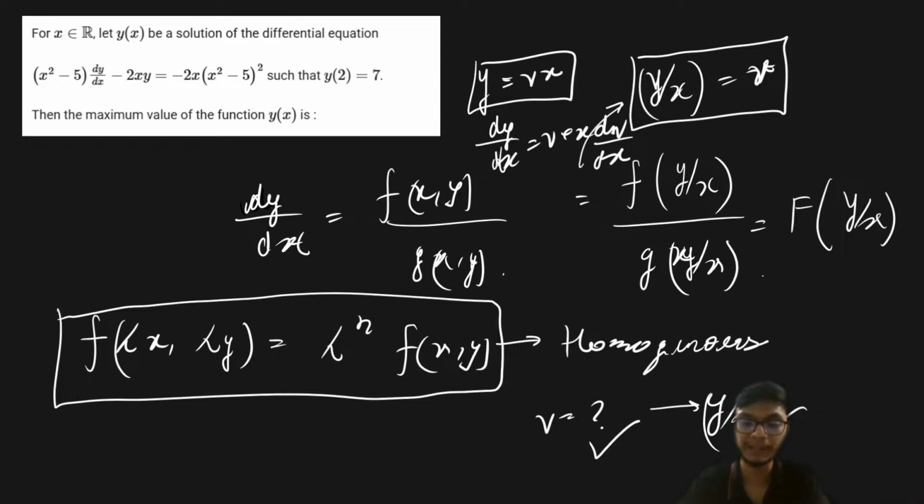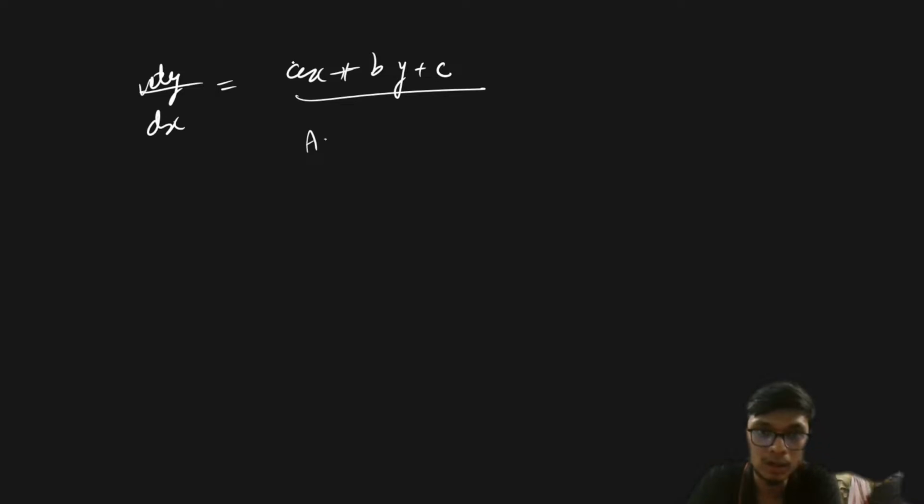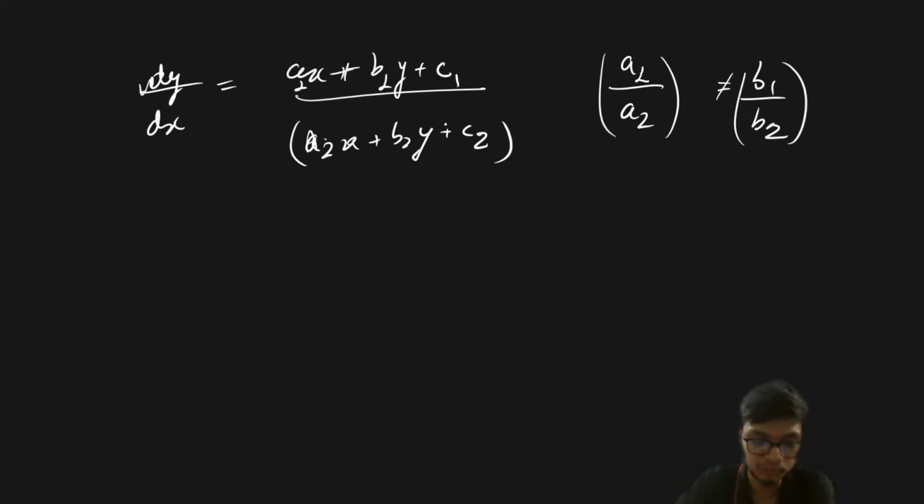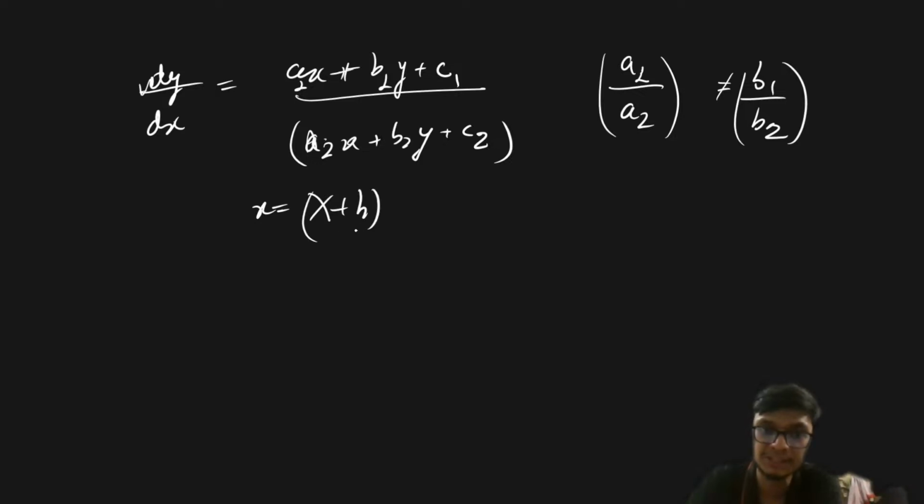Variable separable form or homogeneous form, that is, if I have a differential form as follows, that is, if I have dy by dx as a1 times x plus b1 times y plus c1, divided by a2x plus b2y plus c2 over here. And more interestingly, if you observe that a1 by a2 should not be equal to b1 by b2, then I can try to reduce this particular form of the differential equation to a homogeneous form by putting, in place of x, x equals capital X plus some h, and in place of y, I'll put capital Y plus k, right?